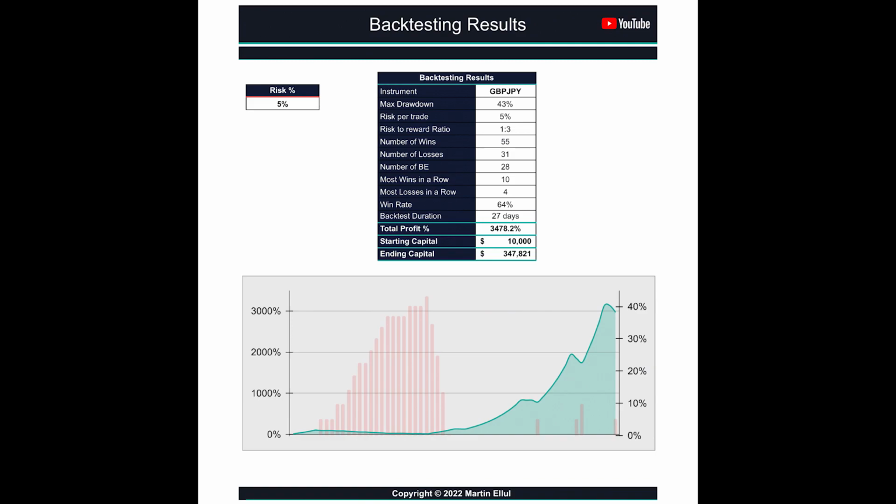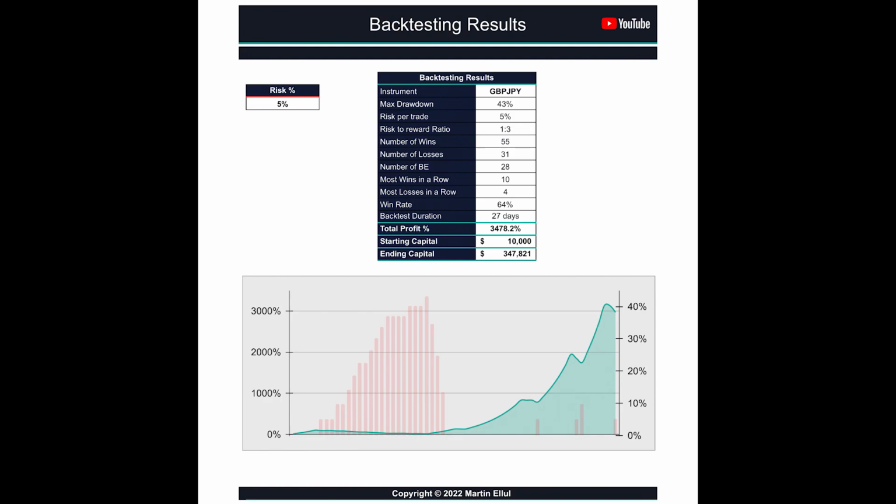So there you go, guys, the results of the 100 trade backtest on GBP JPY. So we had a pretty high maximum drawdown of 43%. We were risking 5% per trade with a risk to reward ratio of 1 to 3. We had 51 wins, 31 losses, and 28 trades that resulted in a break even. We had a maximum of 10 wins in a row and a maximum of 4 losses in a row, which gives us a win rate of 64% over 27 days.